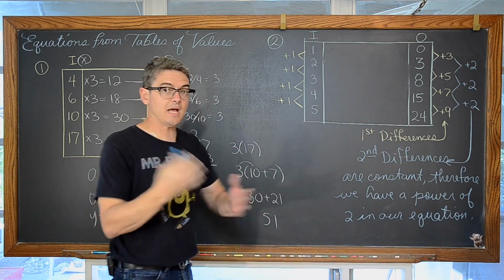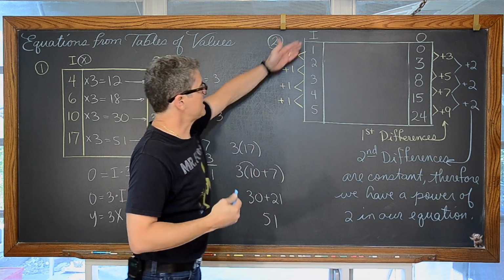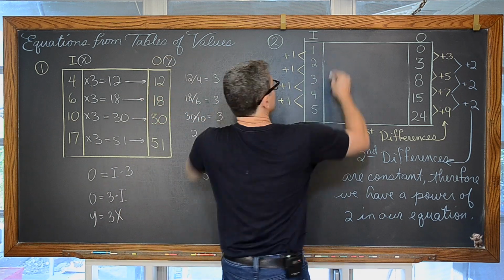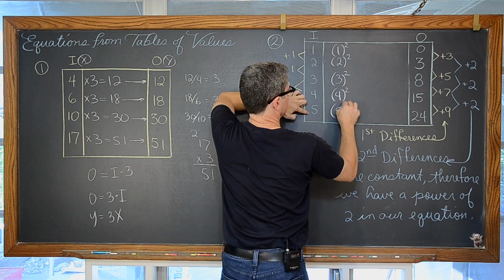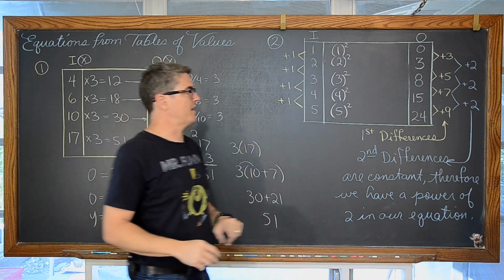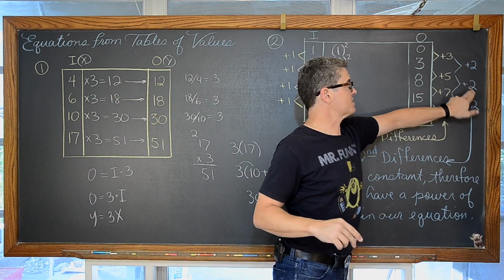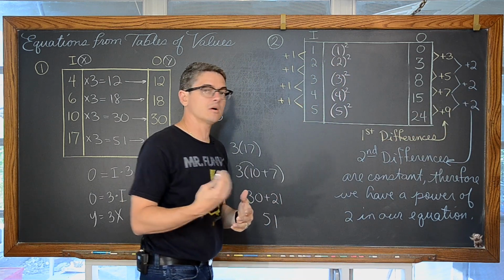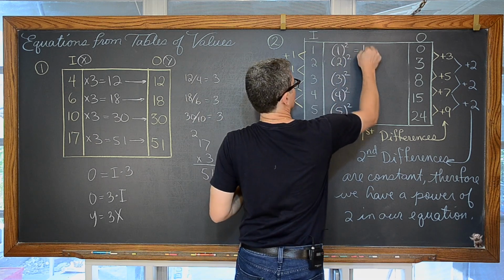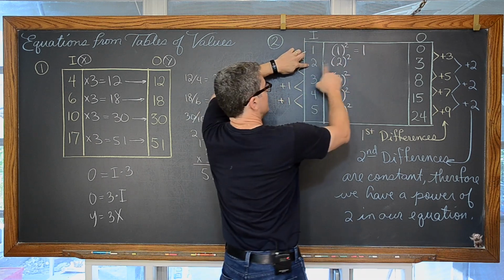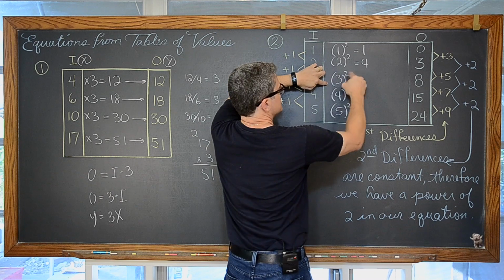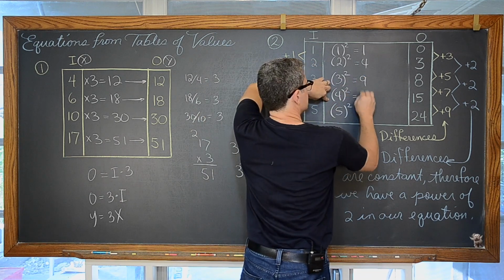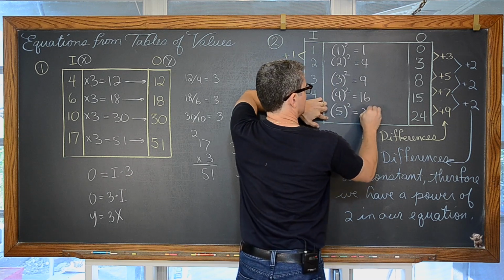That is a good thing. So now I know that I can take these values of 1, 2, 3, 4, 5. Let's square them and see what happens. Well, when I square each of these input values, because I know there's a power of 2, since my second differences are constant, we get 1 squared is equal to 1. That's kind of where we started from. We've got 2 squared is equal to 4. 3 squared is 9. 4 squared, 4 times 4, is equal to 16. And 5 squared is 25.